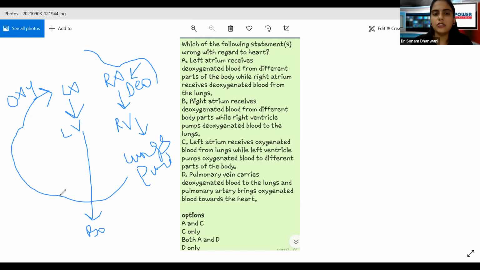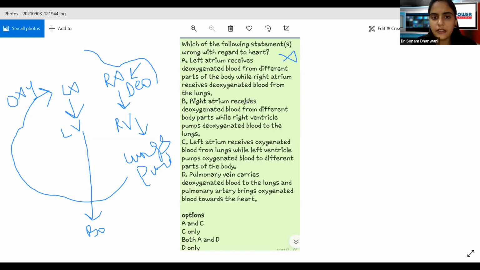Now after having understood this, now read the statements. Read the first statement now. Left atrium receives deoxygenated blood from the different parts. You should understand that this is wrong because we have just seen it is the right atrium which receives the deoxygenated blood. तो ये हो गया गलत.